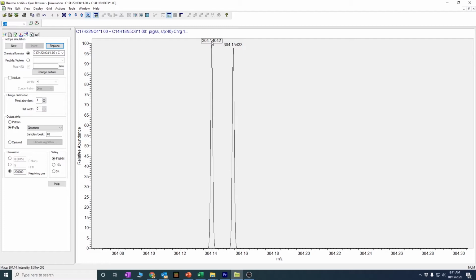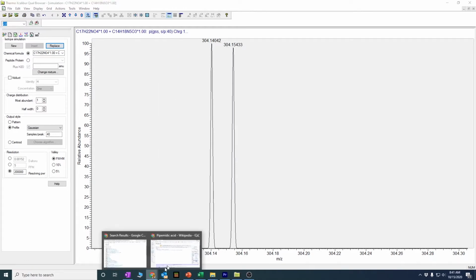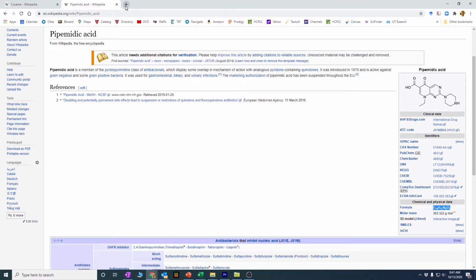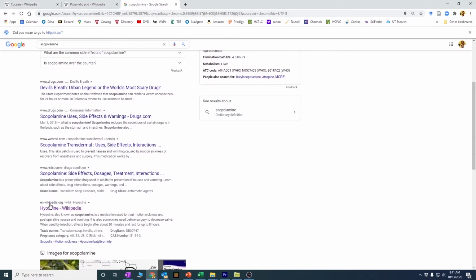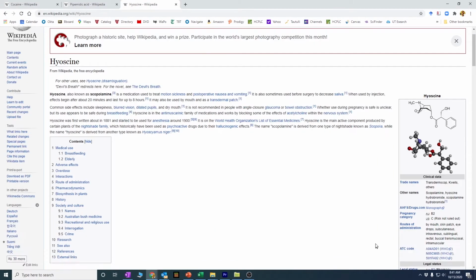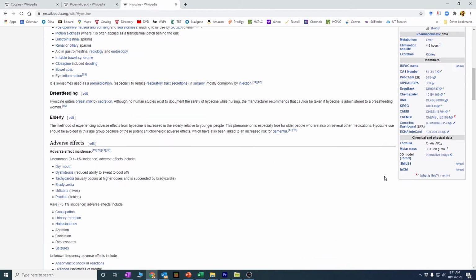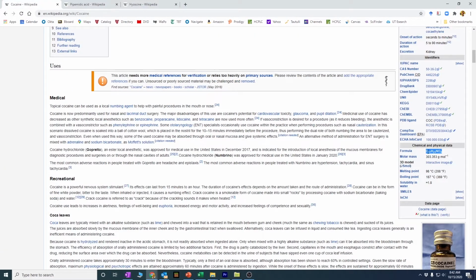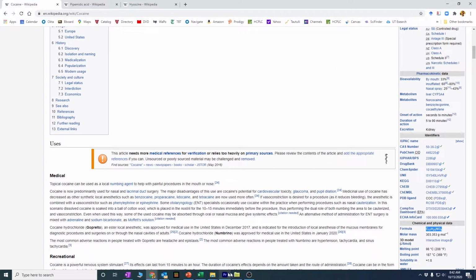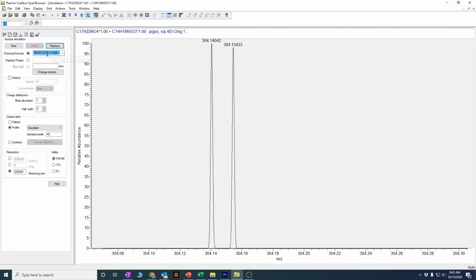It also makes the decimal places meaningful. So it can give you what's called exact mass. Now, what if we had a mixture of cocaine and scopolamine, or as the Brits call it, hyoscine? Well, scopolamine is C17H21NO4, the structure. Cocaine is C17H21NO4. So it's the same chemical formula as what we have in here.